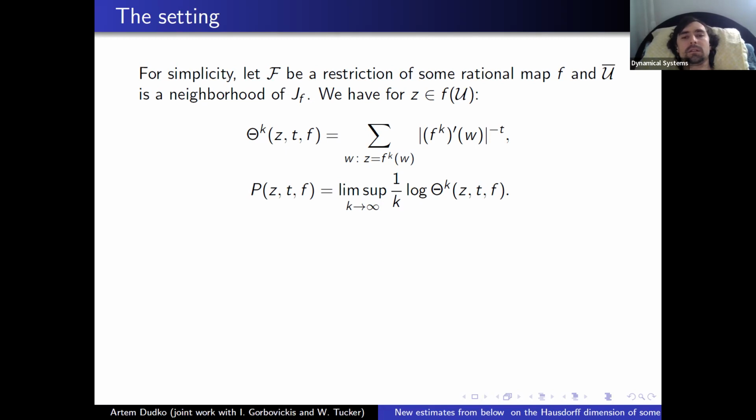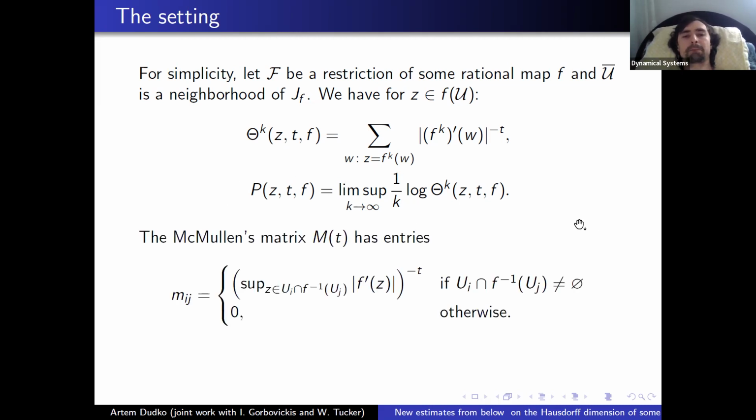Then, if we assume that our collection comes from the same rational map F, we have Julia sets defined, and we can introduce the usual Poincare partial series and usual tree pressure. The Macmillan's matrix M of t has the following entries.